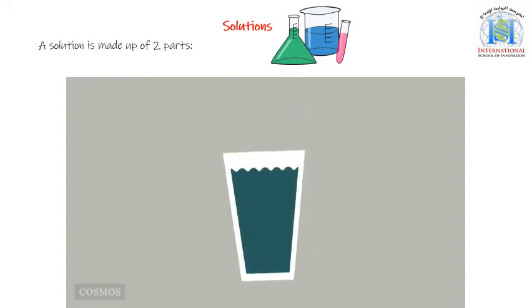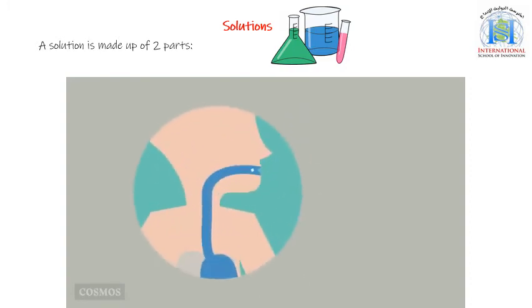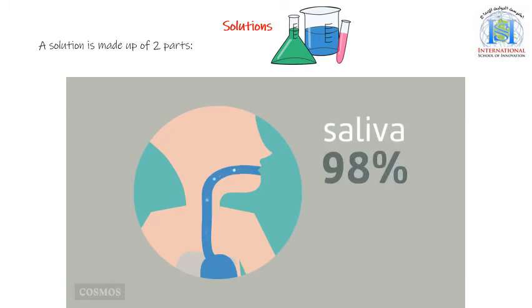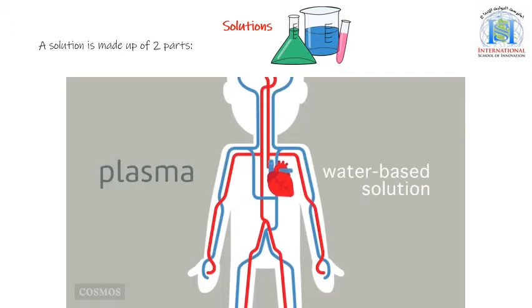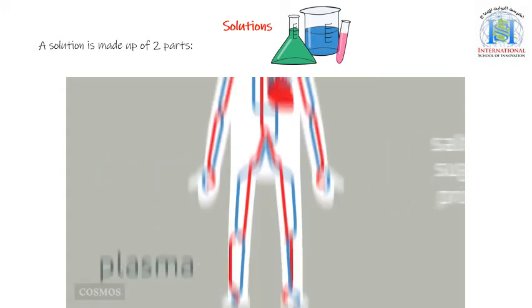For example, one of the ways we digest food is by dissolving the water-soluble parts of it, such as salt and sugar, in saliva, which is over 98% water. The plasma in blood is a water-based solution too. It carries solutes such as salt, sugar, and proteins around the body to where they're needed.